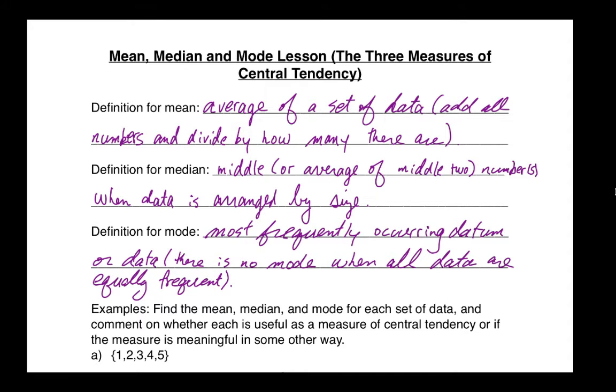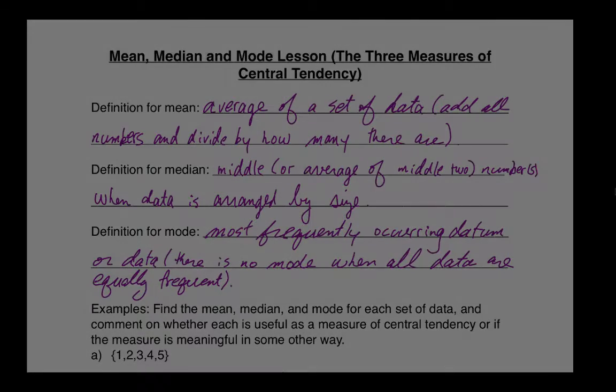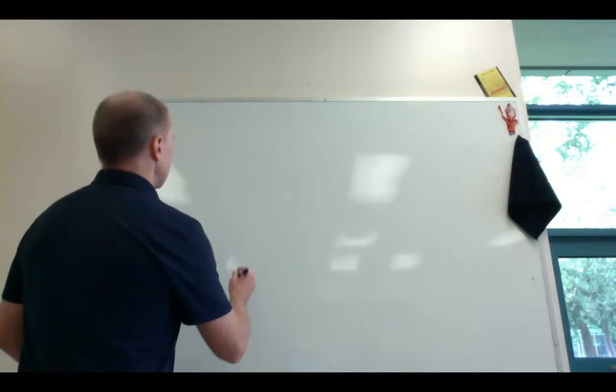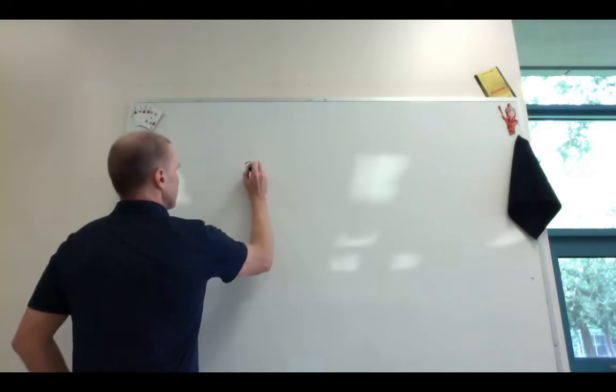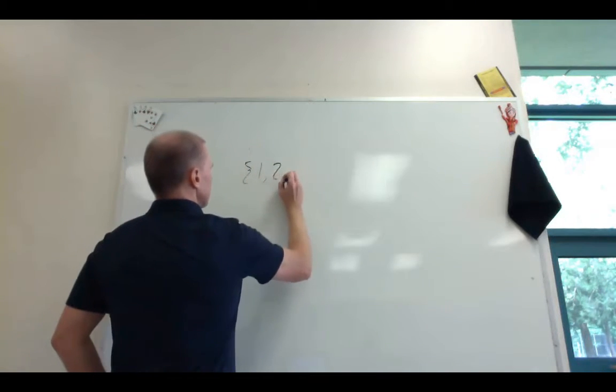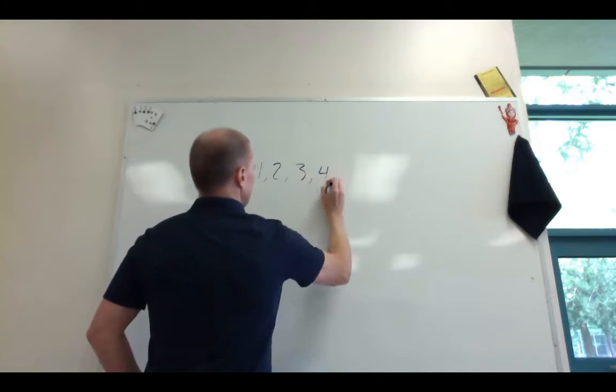So let's start to look at the examples, starting with finding the mean, median, and mode for each set of data, and comment on whether each is useful as a measure of central tendency, or if the measure is meaningful in some other way. So the first set of data is 1, 2, 3, 4, 5.